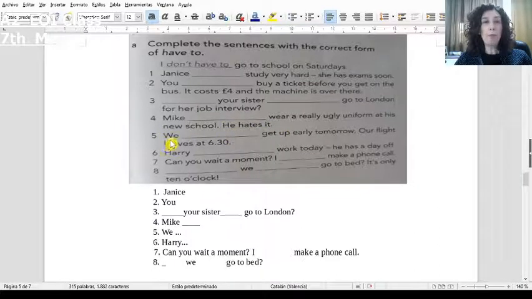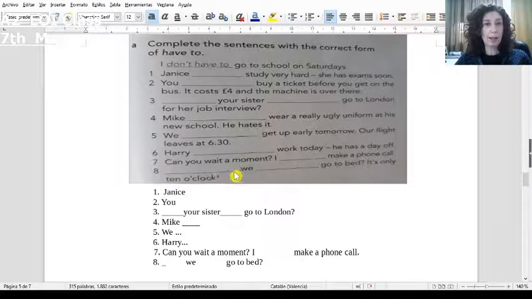Number 5. We get up early tomorrow. Tenemos que levantarnos temprano mañana. Harry, third person singular, tercera persona del singular, work today. He has a day off. To have a day off, tener el día libre es I have the day off, my day off. Entonces, si tiene el día libre, no es obligado que vaya a trabajar. Es una negativa aquí. ¿Vale?